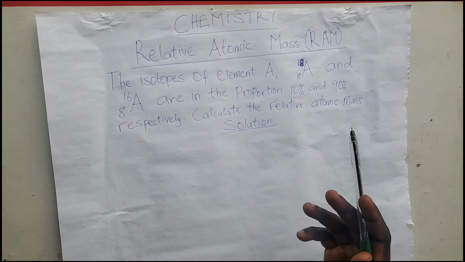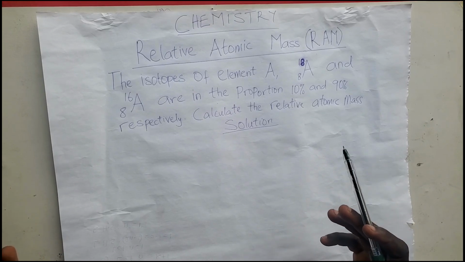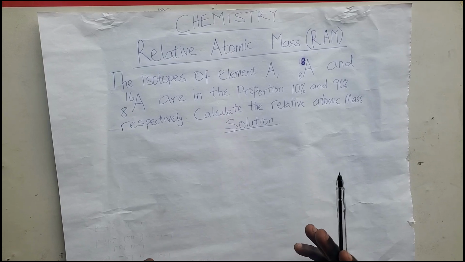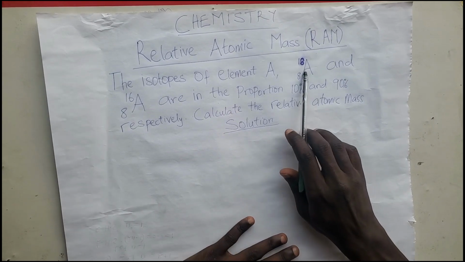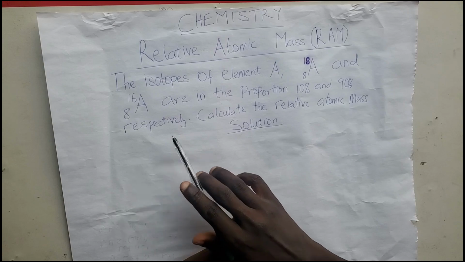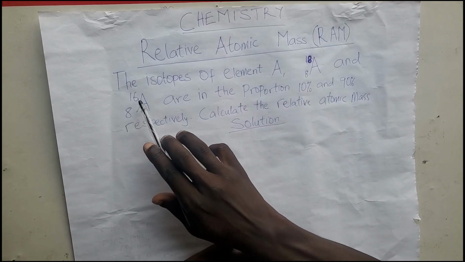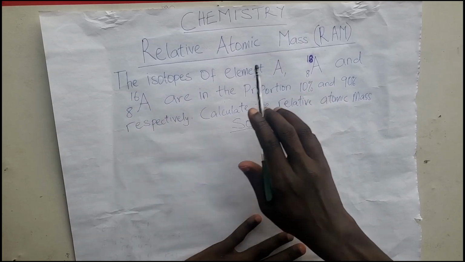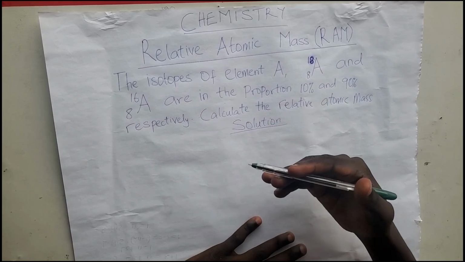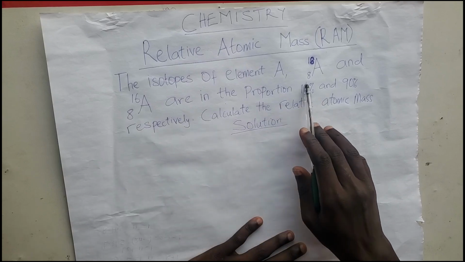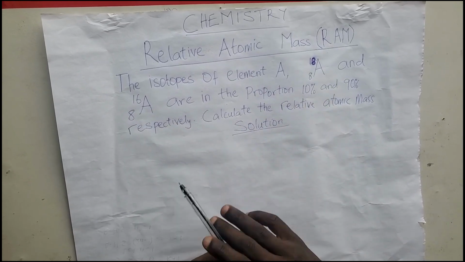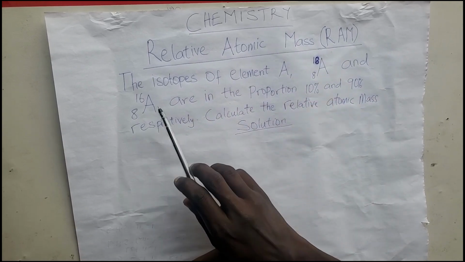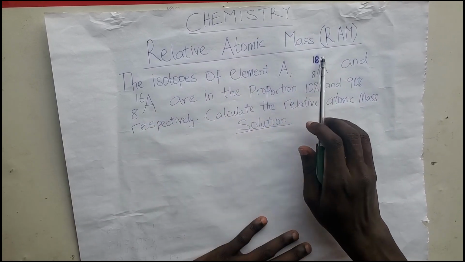Now, first thing, what do we use relative atomic mass for? In isotopes, we said when elements occur in two or more forms having the same atomic number but different mass number. You can see this one here is the atomic number, while this one here is the mass number. When elements occur in two or more forms, having the same atomic number but different mass number, we call it what? Isotope. Okay.